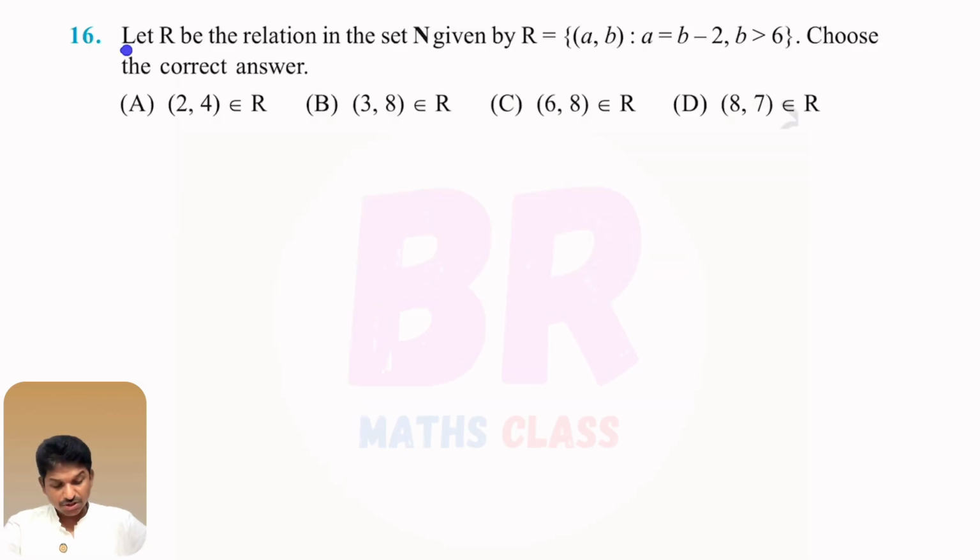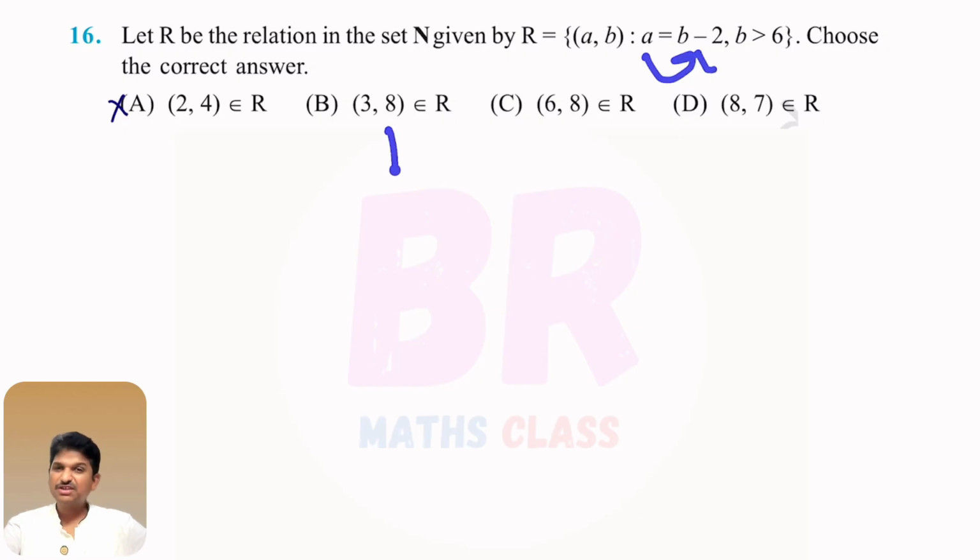You observe the question. R is a relation on the set of all natural numbers, and it contains ordered pairs such that A equal to B minus 2 and B is greater than 6. Okay, choose the correct answer. As they are saying B is greater than 6, these are all ordered pairs A comma B. B is greater than 6. You see here, this B is not greater than 6, so we can eliminate this option A. Okay, what is A? A is B minus 2.